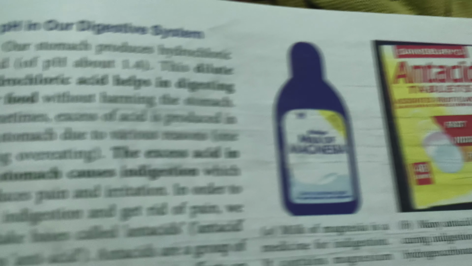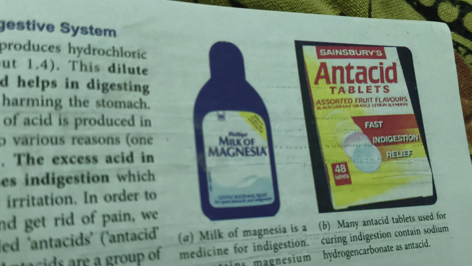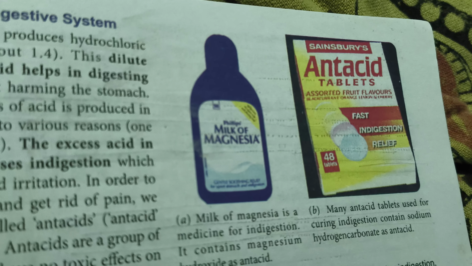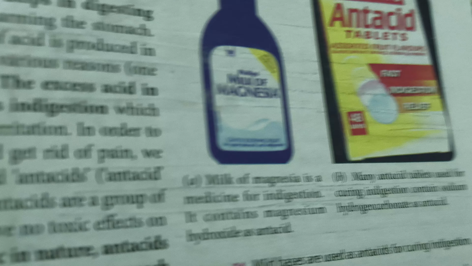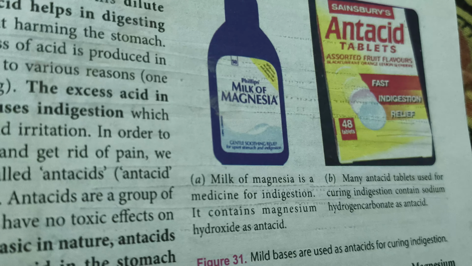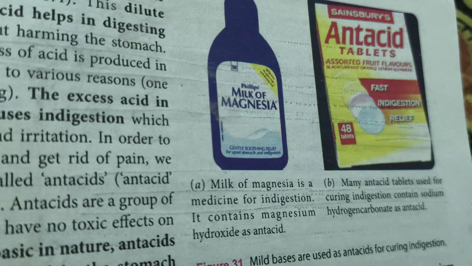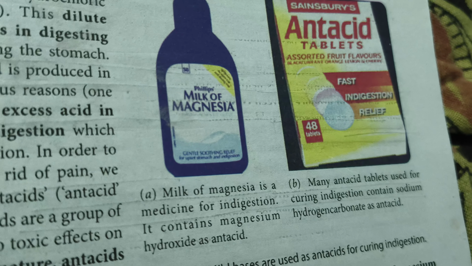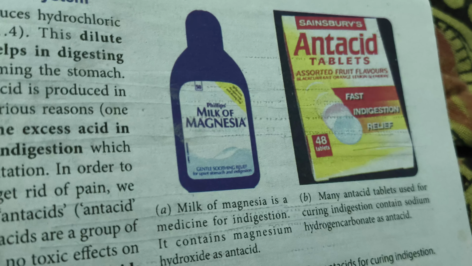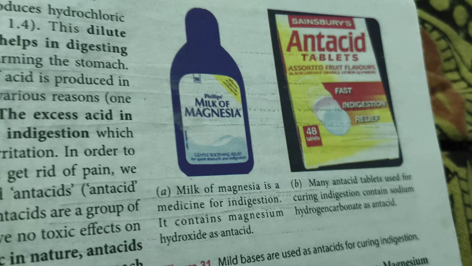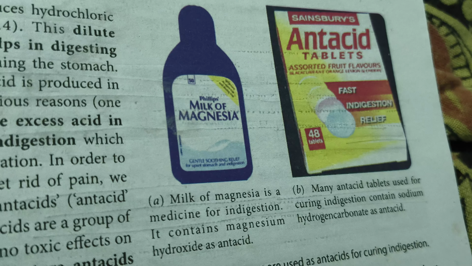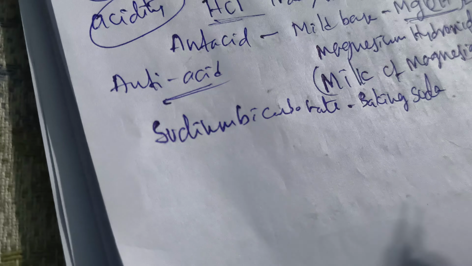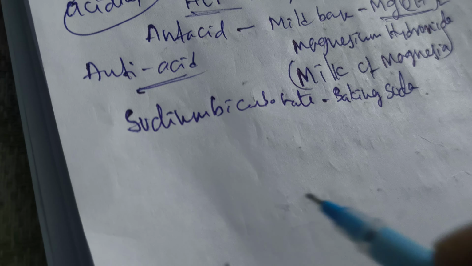Let's see the two pictures. Antacid tablets, fast indigestion relief. Milk of magnesia is a medicine for indigestion. It contains magnesium hydroxide. Many antacid tablets used for curing indigestion contain sodium hydrogen carbonate, nothing but sodium bicarbonate, as antacid. Coming to the next one, pH changes as cause of tooth decay.